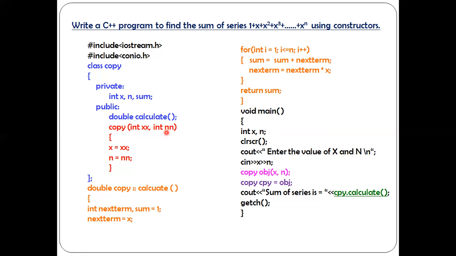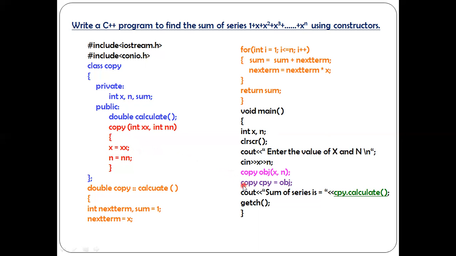So x will be copied to the, sorry, that 2 will be copied to xx and 5 will be copied to nn. The next line, an assignment statement, x is equal to xx, n is equal to nn. That means x will be holding 2 and n will be holding 5. Do remember, x is equal to 2 and n is equal to 5. After that, again, it comes back to the void main section to execute the next line.